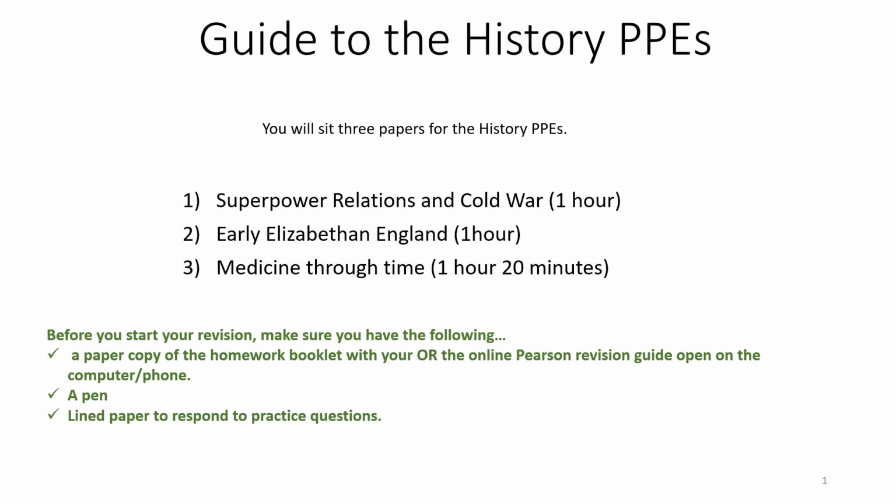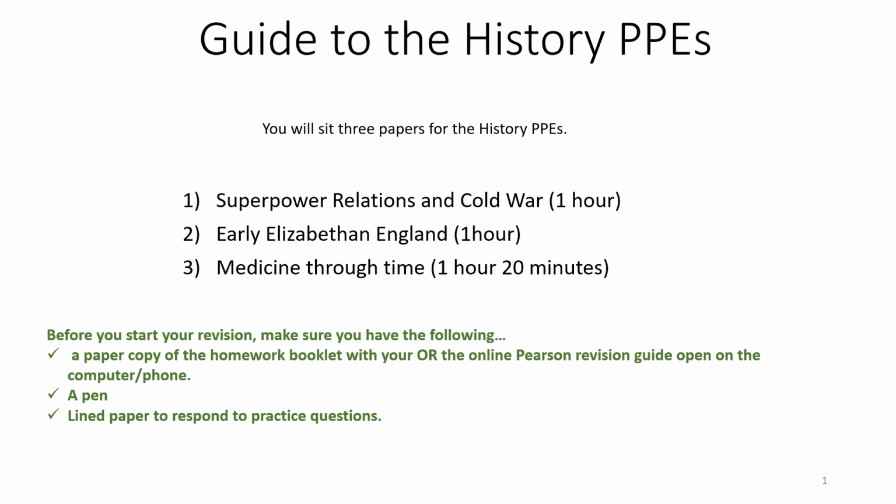What you can do is log on to the Pearson Revise online and you can get up an electronic copy of the revision guide. The instructions for how to log on to Pearson Online are on Arbor, so make sure that you go through that link to be able to access those resources. You could have them out with you on your phone while this video is playing on the computer screen. It would also be really useful to have some lined paper and a pen to be able to respond to your practice questions. So just pause this video and make sure that you've got all of those things ready before we carry on.